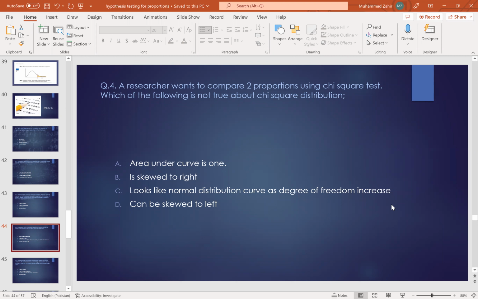Which option is not correct in this? The answer is D, can be skewed to left, because chi-square can never be skewed to left. It is always to the right.